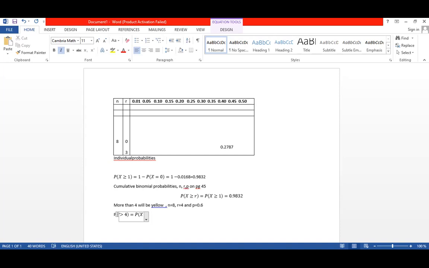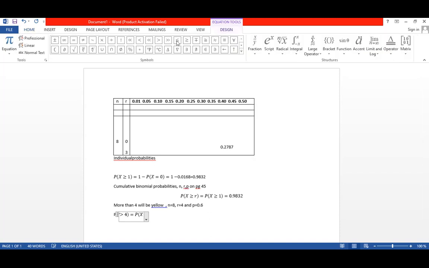If more than 4 will be yellow, how many will be red? Less or equal to 4. Yes, less or equal to 4. Are we in a position to find this from the logbook? Yes, using individual probabilities, not so? 1 minus and so on. But we can now relate this.